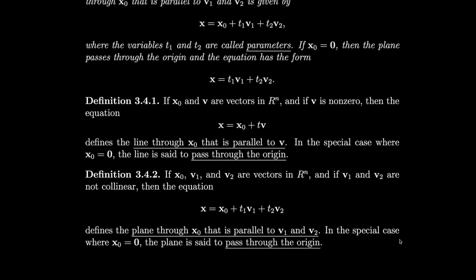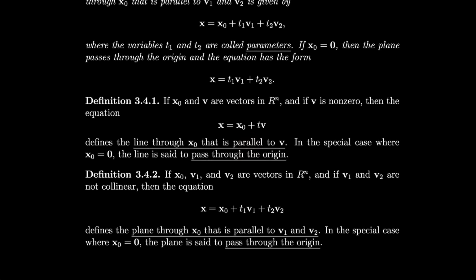If x0 and v are vectors in Rn, and if v is non-zero, then the equation x equals x0 plus tv defines the line through x0 that is parallel to v. So this gives us the equation of a line through x0 parallel to v. In the special case where x0 is 0, the line is said to pass through the origin.